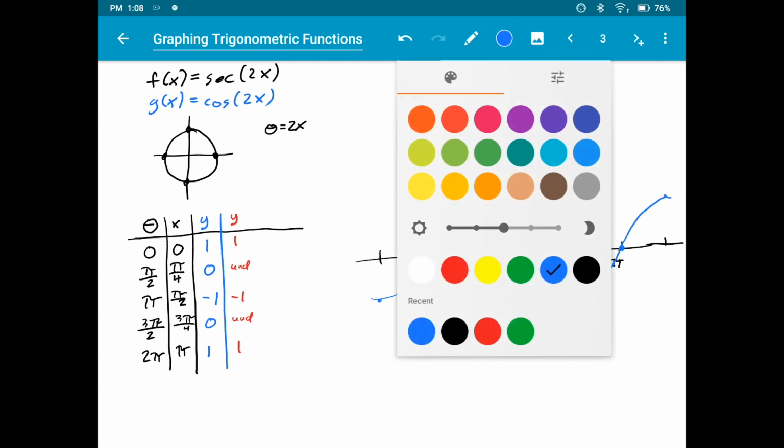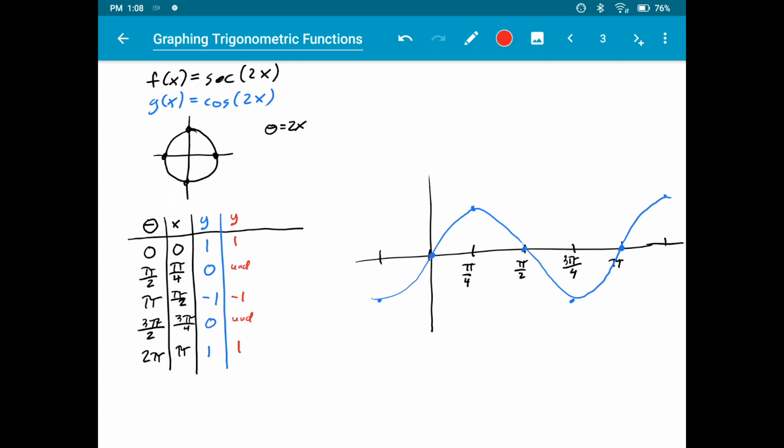Now for the secant graph, everywhere where the cosine is 0, we're dividing by 0 when we take the secant. So those are representing vertical asymptotes. And so we draw in the vertical asymptotes, and then we're going to go ahead and plot the few points that we have, which are just these peaks and valleys of the cosine graph.